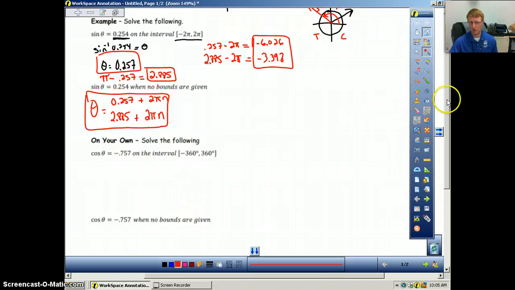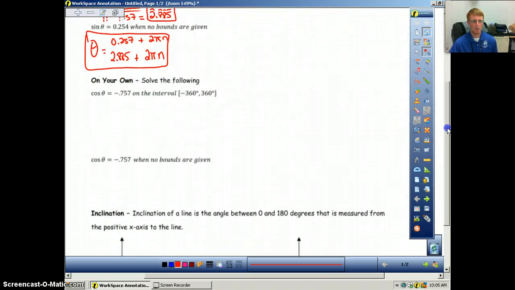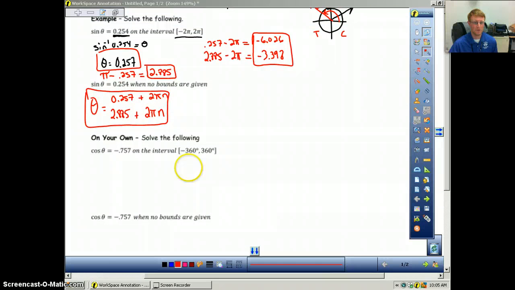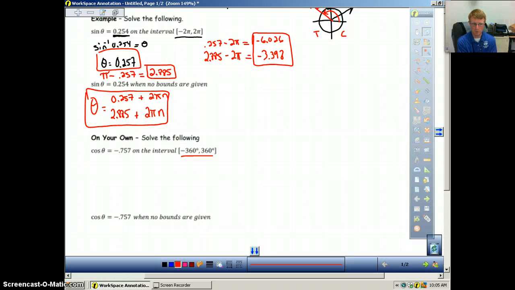All right, so you have one to do on your own here, so try that. It's very, very similar. The only thing that's different is you're using degrees now. So just keep in mind that you're using degrees. Put your calculator in degree mode before you solve that initial equation, and then everything else should be exactly the same. So let's see how you do.